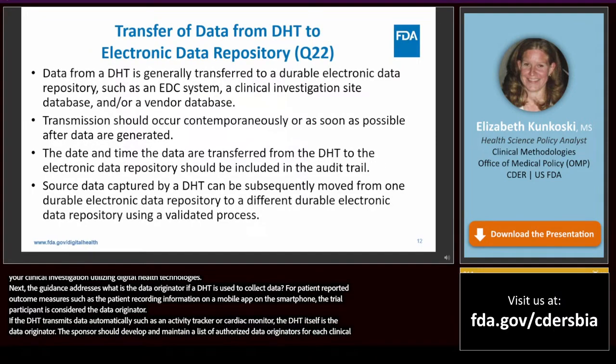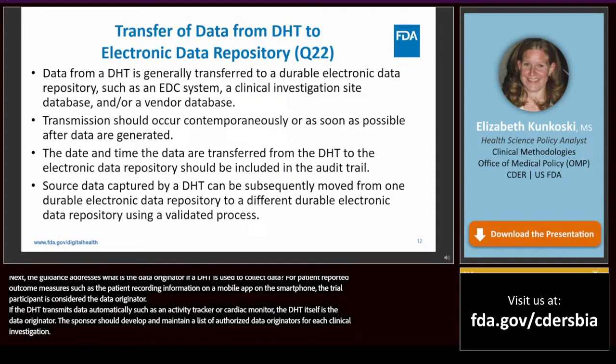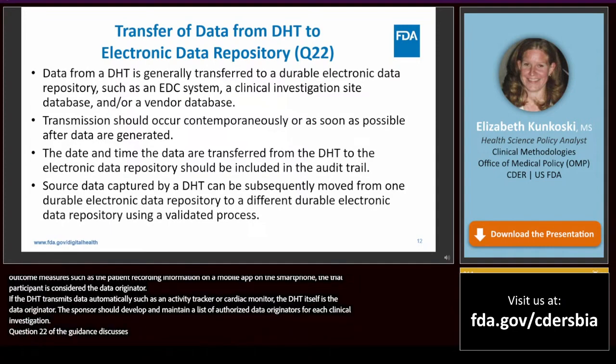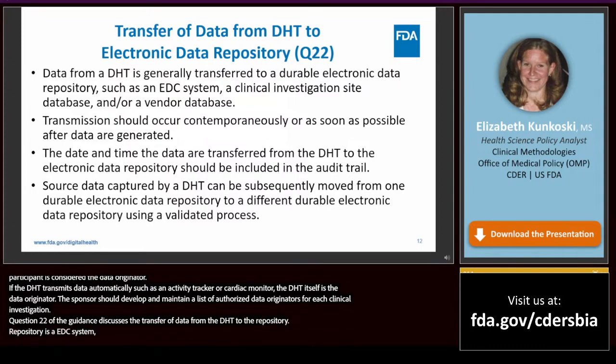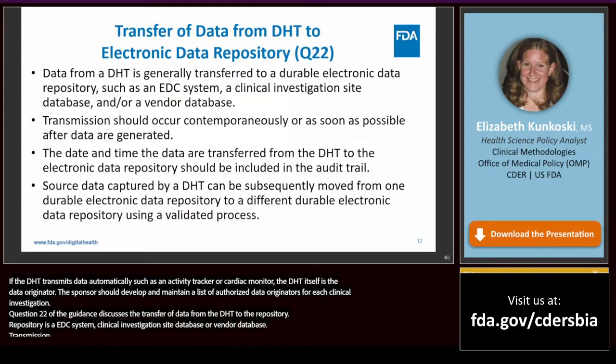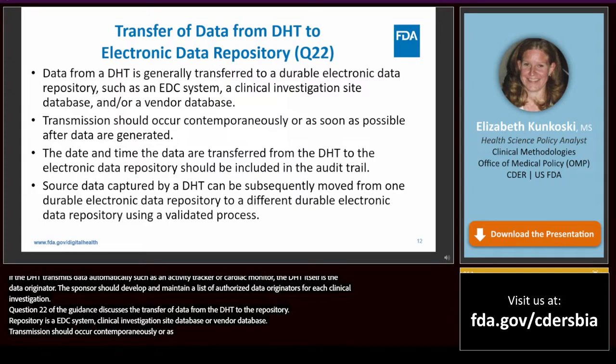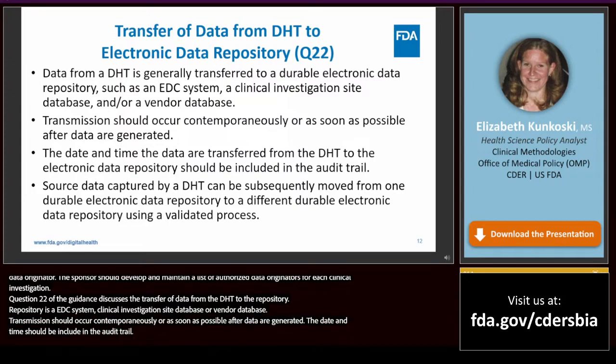Question 22 of the guidance discusses the transfer of data from the DHT to the electronic data repository. Data from a DHT is generally transferred to a durable electronic data repository, such as an EDC system, a clinical investigation site database, and/or a vendor database. Transmission should occur contemporaneously or as soon as possible after data are generated. The date and time the data are transferred from the DHT to the electronic data repository should be included in the audit trail. Source data captured by a DHT can be subsequently moved from one durable electronic data repository to another using a validated process.